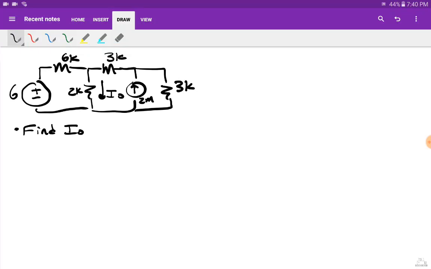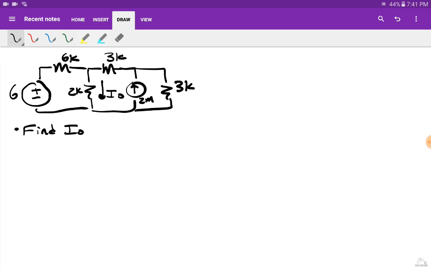Hey everybody. So here we are again, another circuit problem. For a mid-size circuit, we've got four resistors and two independent sources. They say that we have an output current, IO, passing through this 2 kilo ohm resistor, and they just want us to find that output current.